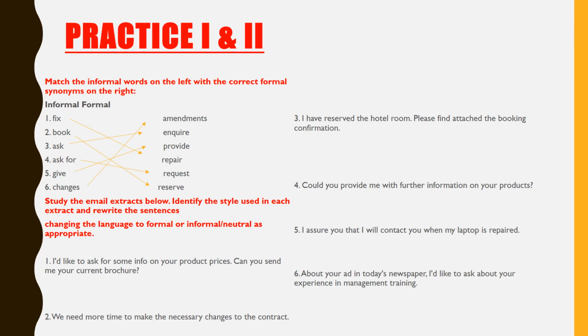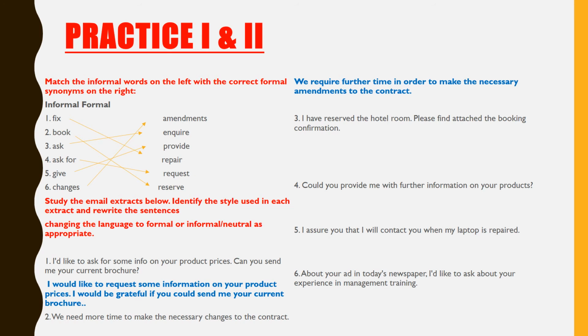Thank you very much. In exercise number 2, you are asked to study the email extracts below and identify the style used in each extract and rewrite the sentences from formal into informal or vice versa. First one, I'd like to ask for some info on your product prices. Can you send me your current brochure? You will have something like that. Number 2, we need more time to make the necessary changes to the contract. So we require further time in order to make the necessary amendments to the contract.